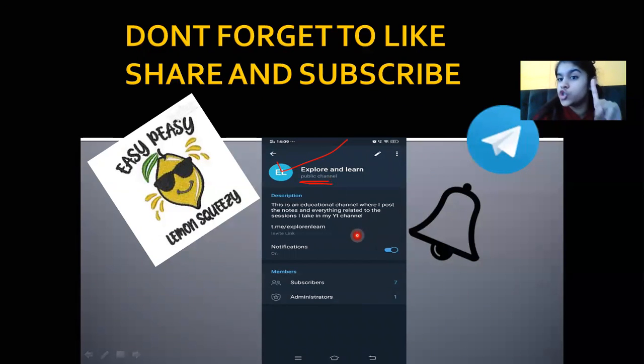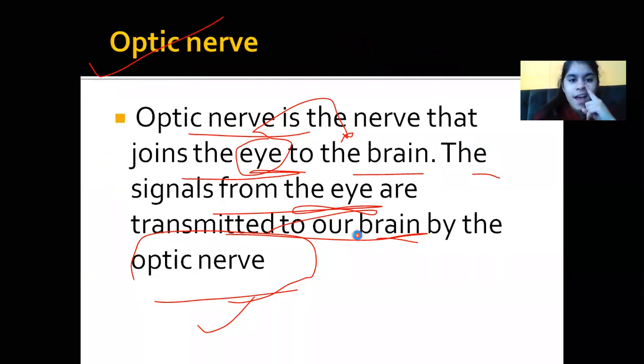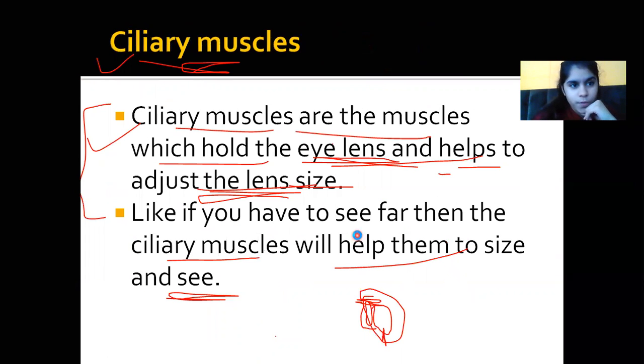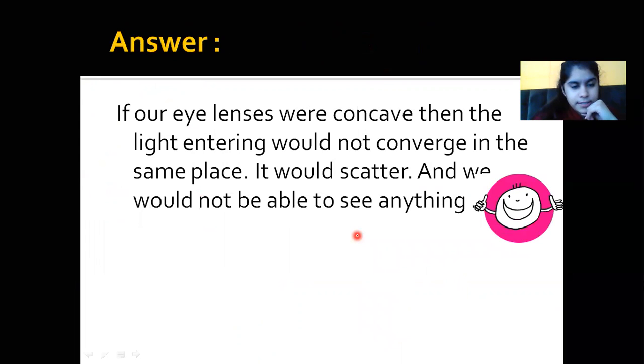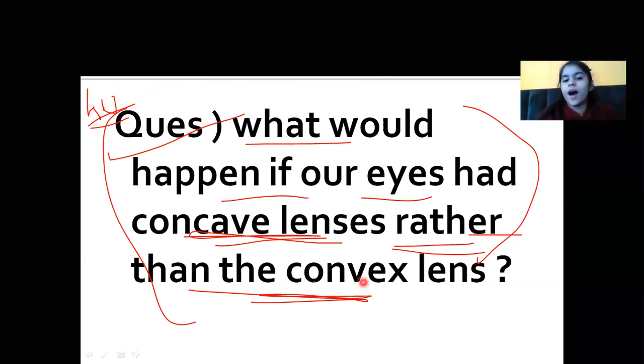And yes, everyone, don't forget the homework question. I hope you all remember what the homework question was. I need that answer from each one of you who is watching this video. Yes, this question: what would happen if our eyes had a concave lens rather than a convex lens? You can take a screenshot of this question and quickly write the answer in the comment section. Okay, everyone?